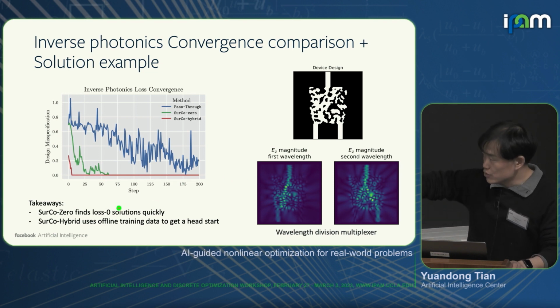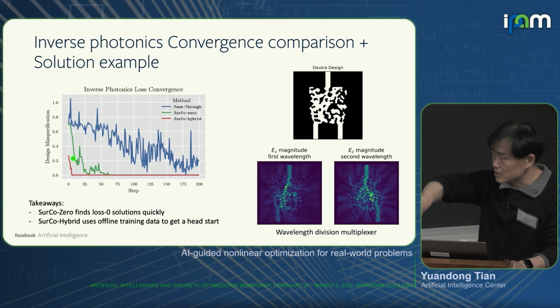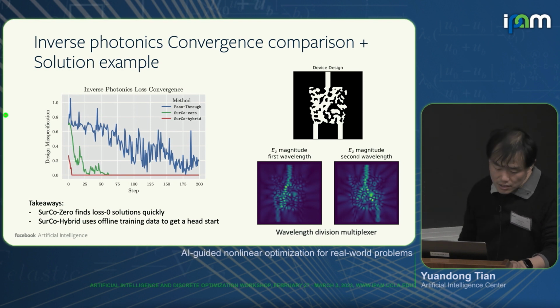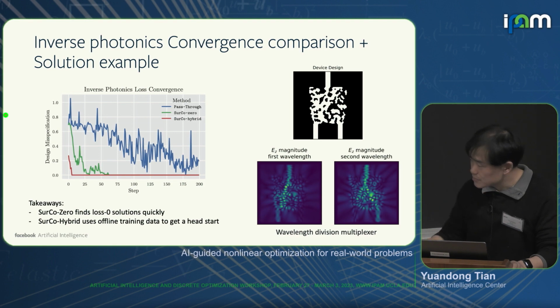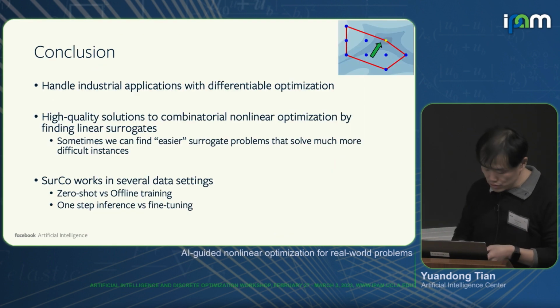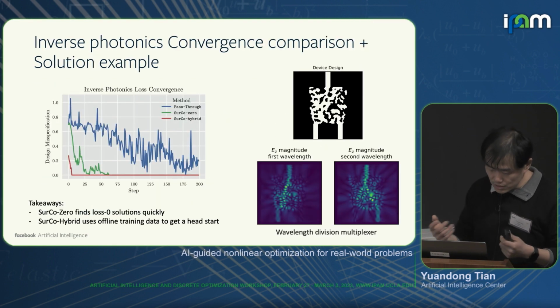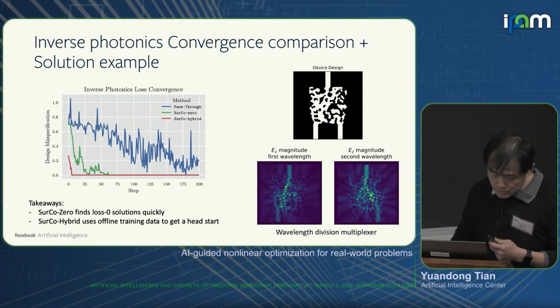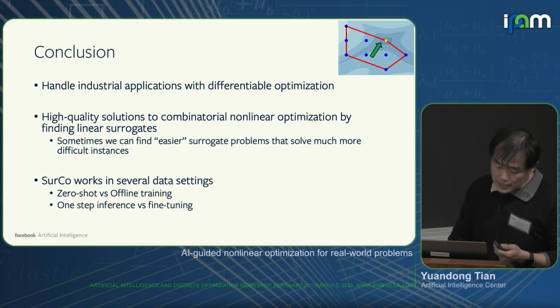And if you try to use SurCo zeros, you see the curve goes down much faster. If you use SurCo hybrid, it goes even faster because it starts with a good starting point from the surrogate cost. Right, so that's a very good illustration of why SurCo can work. Okay, so that's basically the conclusion of the SurCo paper.